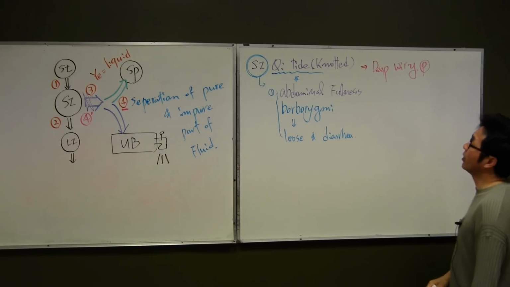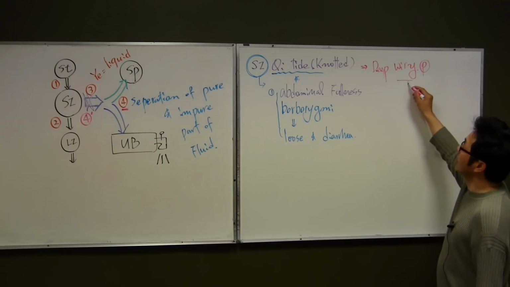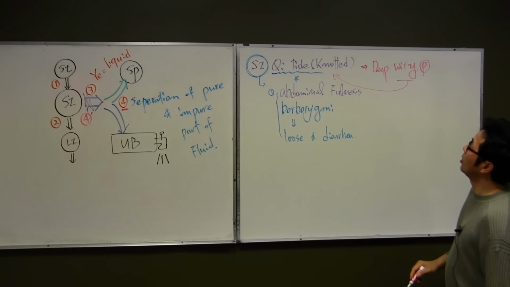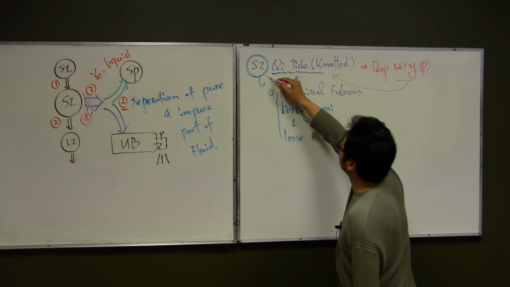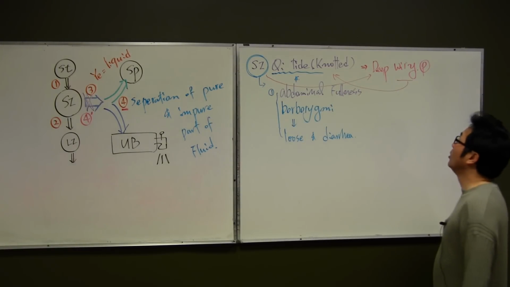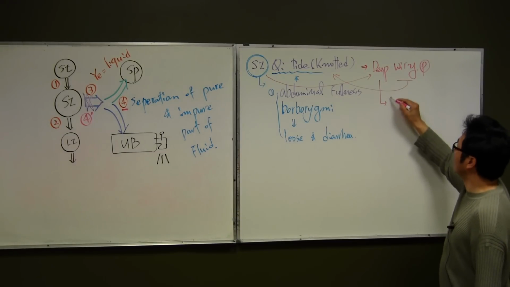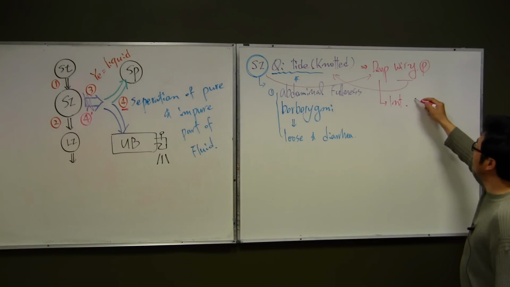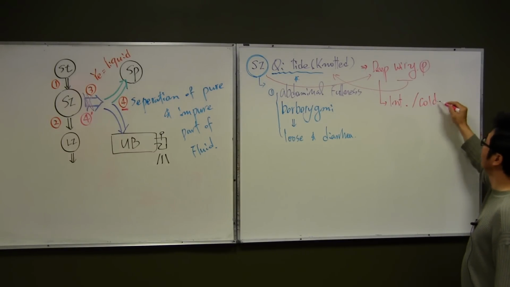Why is there a deep and wiry pulse? Wiry indicates the stagnation of the qi. And how about the deep? Deep comes from the what? Small intestine. But most of the books say deep is what? Interior, and it also indicates cold.